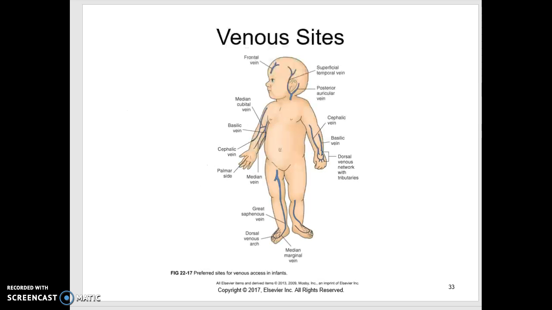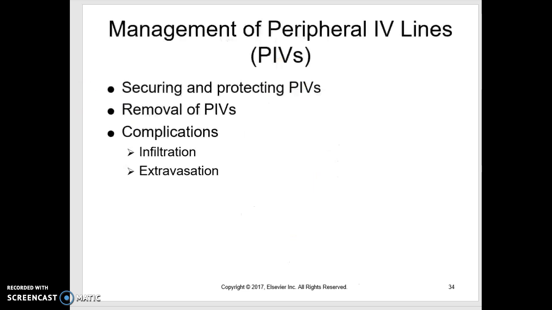So here are the sites that we use, the same ones in the arms that we use for adults, plus the legs and the feet, and this frontal vein, which is a wonderful vein. It's really big and strong. And then there's a few choices around the ear. These aren't as good just because then you can't let the child put their head that way, and you don't want them laying on it.